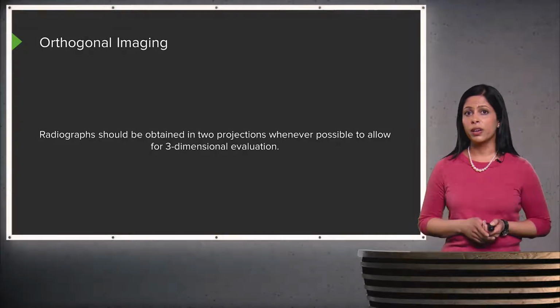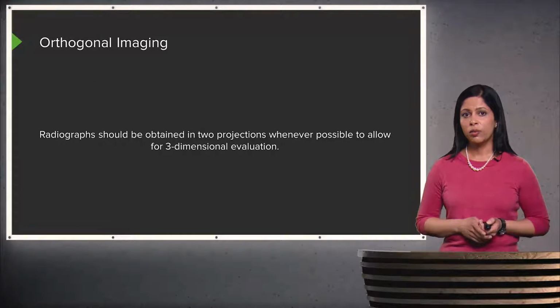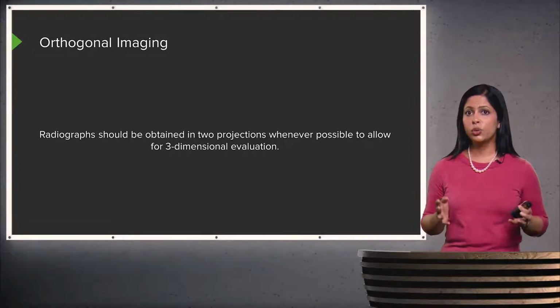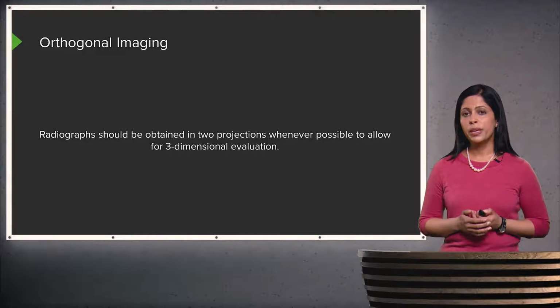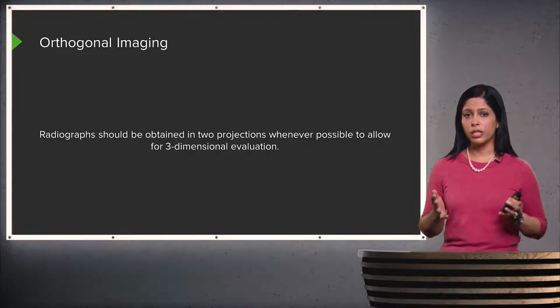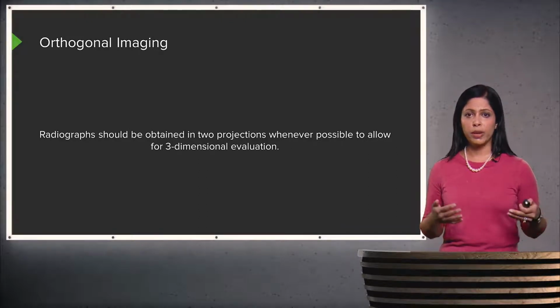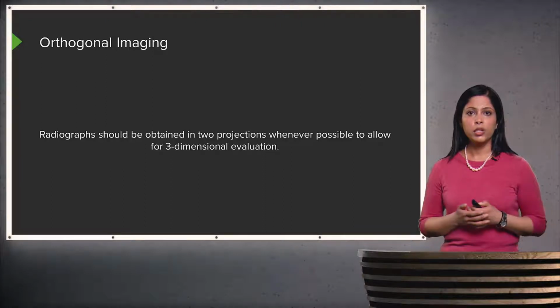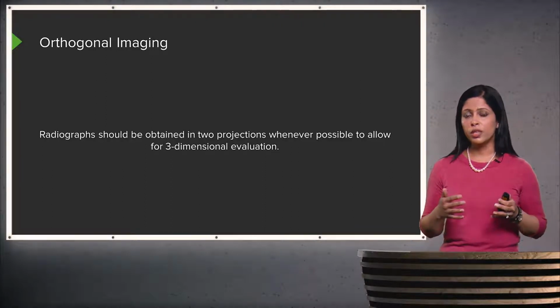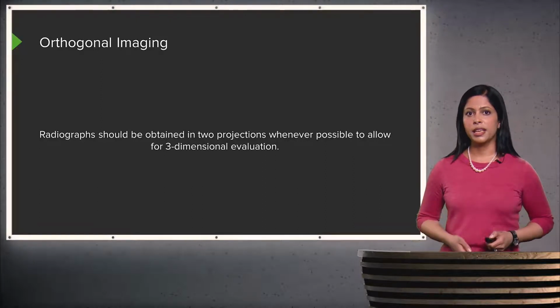Orthogonal imaging is actually very important when it comes to radiographs. Radiographs really should be obtained in at least two different projections whenever possible, because what you're doing is you're looking at a three-dimensional structure and you're using a two-dimensional image to take a look at it. So if you don't perform it in two different views, it's hard for you to identify the location of an abnormality. So let's take a look at an example.